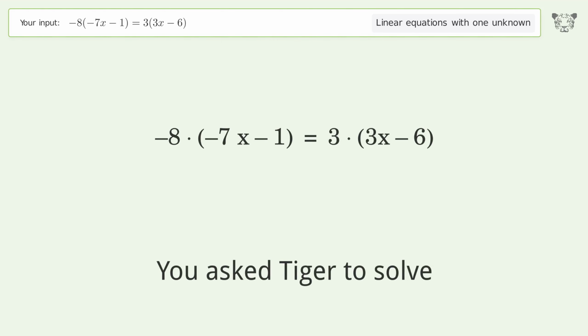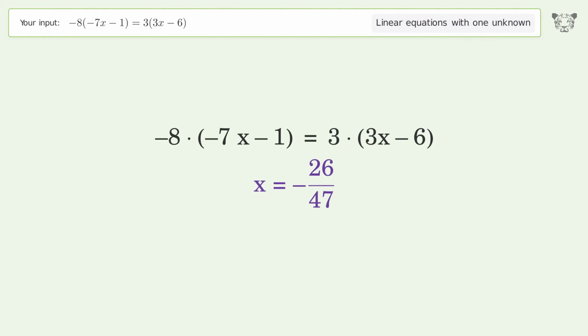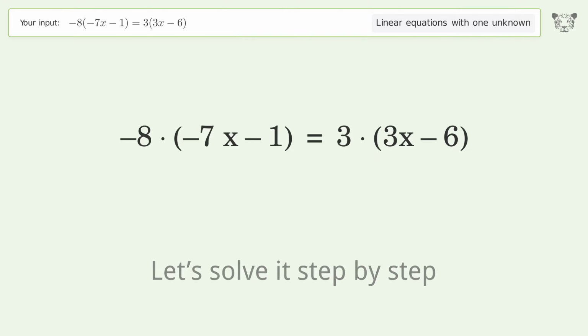You ask Tiger to solve. This deals with linear equations with one unknown. The final result is x equals negative 26/47. Let's solve it step by step.